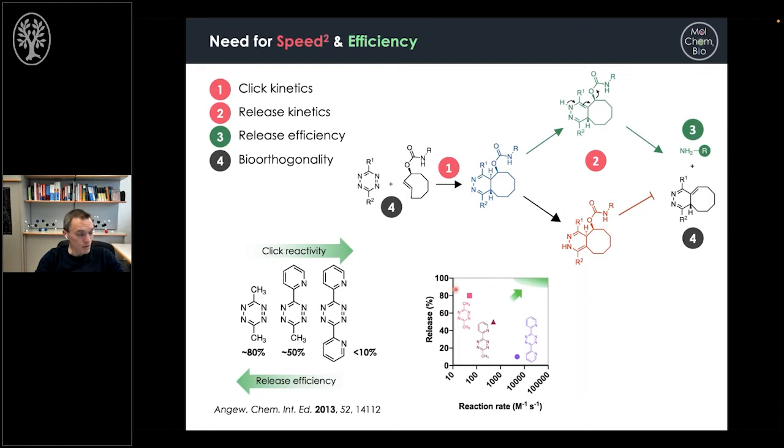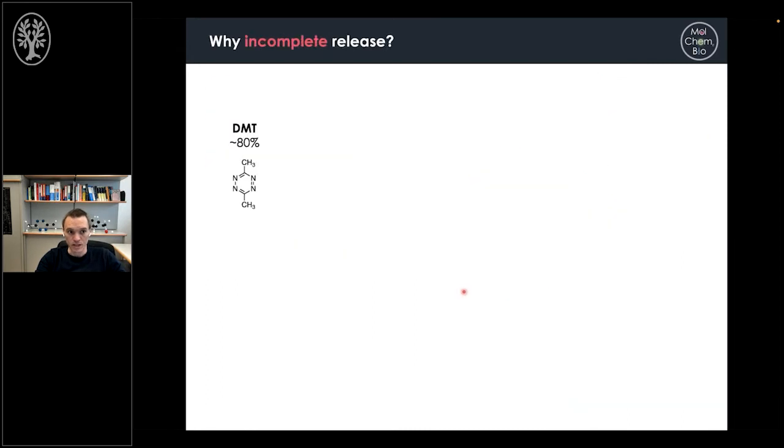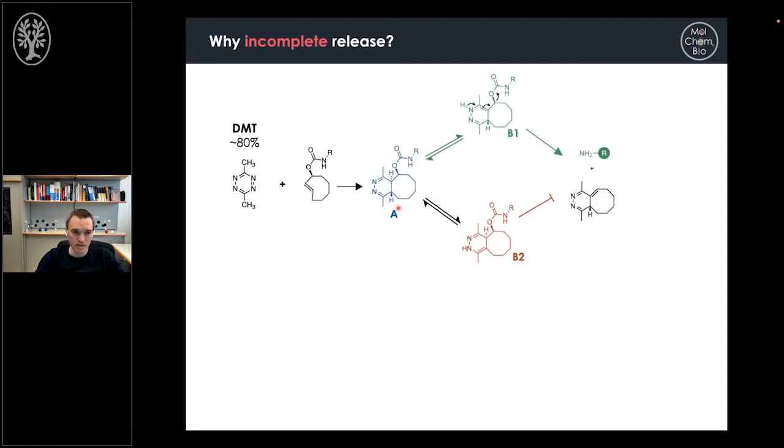And when I started working on this, and that goes back to my time as a postdoc, we were wondering at the beginning, okay, so why is release not complete, right? Why is it incomplete at all? And at that time, dimethyl tetrazine, DMT, was sort of the tetrazine of choice to achieve around 80% release. And when looking at this reaction, we were wondering, okay, if this forms the initial click product, and there is an equilibrium between the two tautomers that we call B1 and B2.